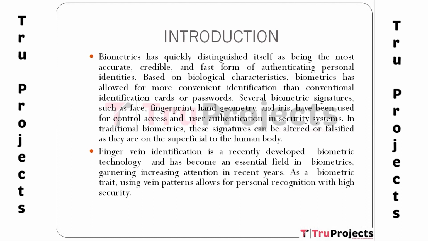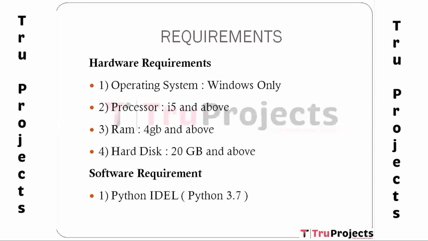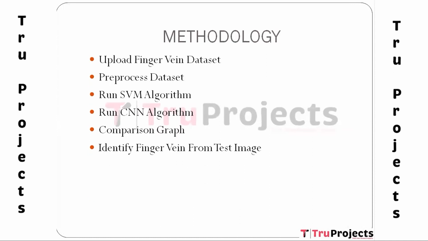to the human body. The main objective of this project is to use a convolutional neural network to identify a person based on finger vein. Hardware requirements: we need operating system Windows, processor i5 and above, RAM 4GB and above, hard disk 20GB and above. Coming to the software requirements, we need to install Python version 3.7.